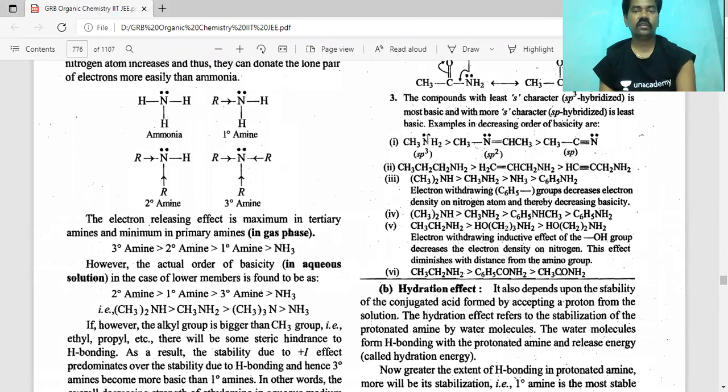Okay, so for example, here are the compounds. CH3NH2, this is sp3 hybridized carbon. In this one sp2, this is sp. Here S character is least, so that is why it is more basic. Here S character is more, 50 percentage S, 50 percentage P. So this will have the least basic nature.